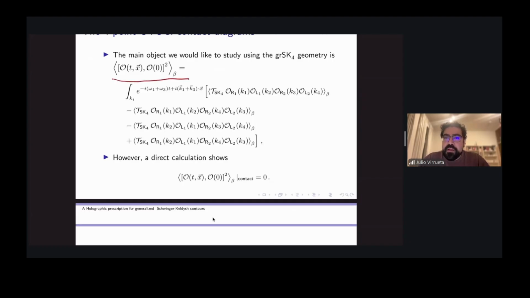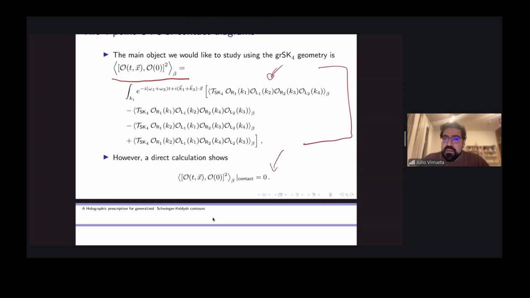The one we wanted to compute, the interesting one, is the out-of-time order correlator, right? This is the object that I began by motivating as to why I need this generalized gravitational Schwinger-Keldysh contour. So this is the general structure of the out-of-time order correlator using the right-left basis. But now we find something not too nice, and that is that if you compute this object using just contact diagrams, you will get exactly zero.